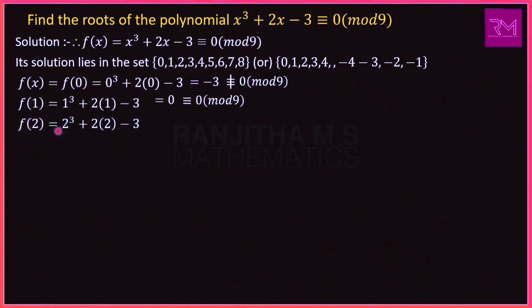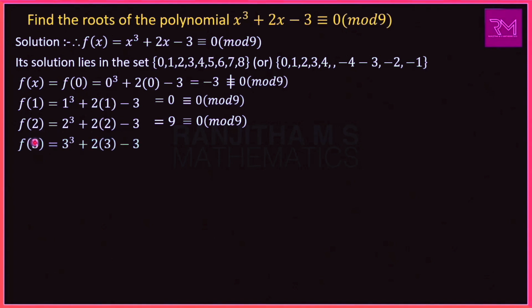If we substitute x is equal to 2 means, here we have 2 cube plus 2 into 2 minus 3. Here 2 cube is 8 plus 2 into 2 is 4. So we get 8 plus 4 is 12, 12 minus 3 is 9. Obviously 9 is congruent to 0 mod 9 satisfies, because 9 divides 9. Therefore x is equal to 2 is one root for the polynomial.